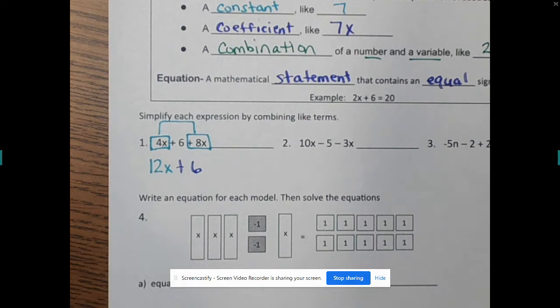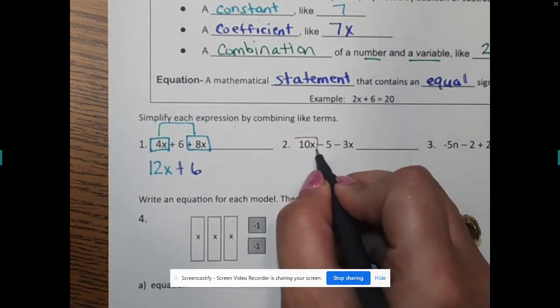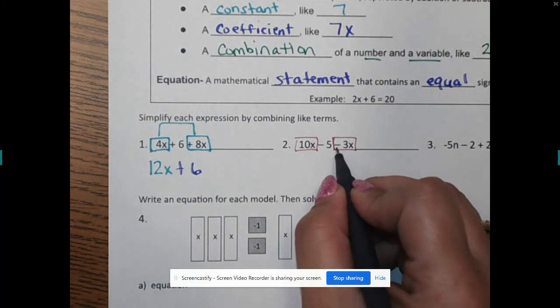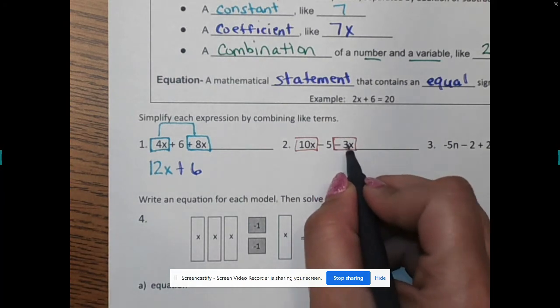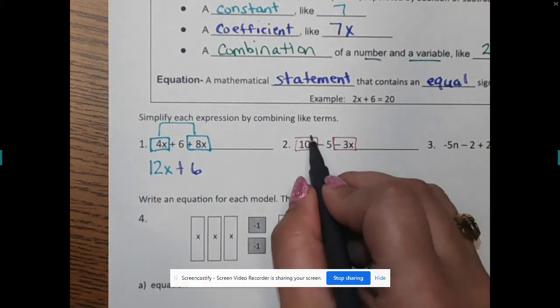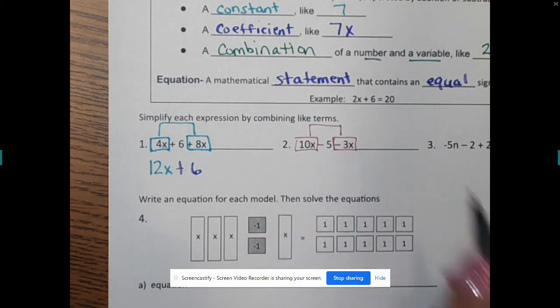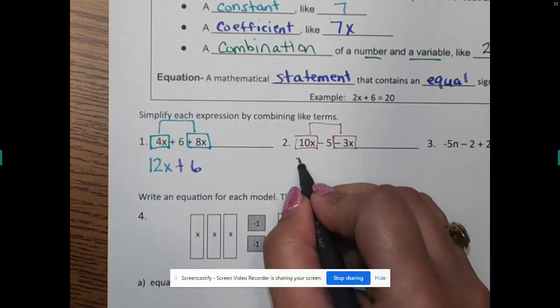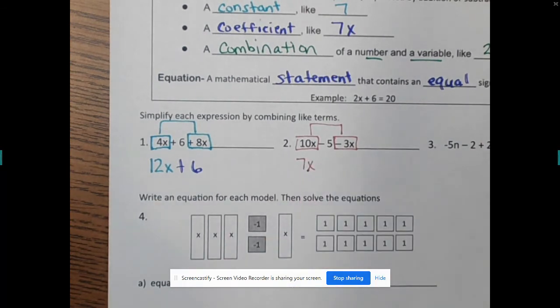Is there anything to combine? 10x and what? Minus or negative. Okay, and we're going to do this to show that we're combining them. What is 10x minus 3x? 7x. And then I just bring down what I didn't use. What did I not use? Minus 5.